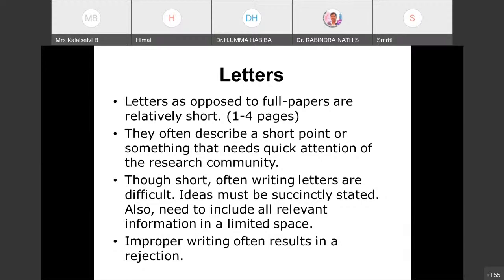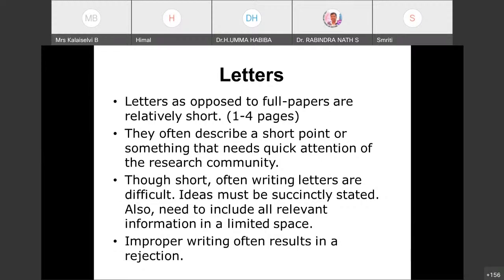They often describe a short point, something that requires the quick attention of your research community. Having said that, some letter papers are very important, and sometimes they receive even higher citations as compared to a full paper for various reasons. Sometimes if the result is so important to the research community of your field, they will tend to value that result much more than a comprehensive work.